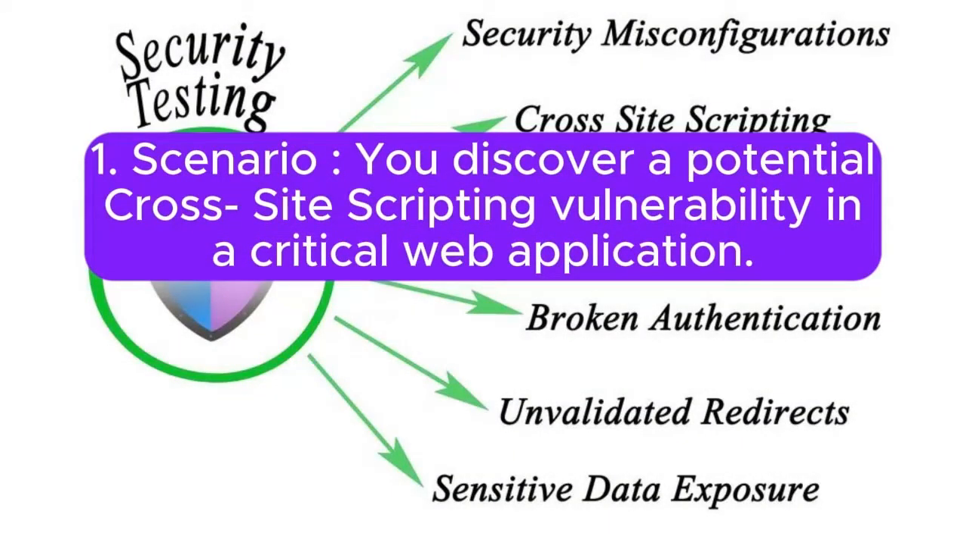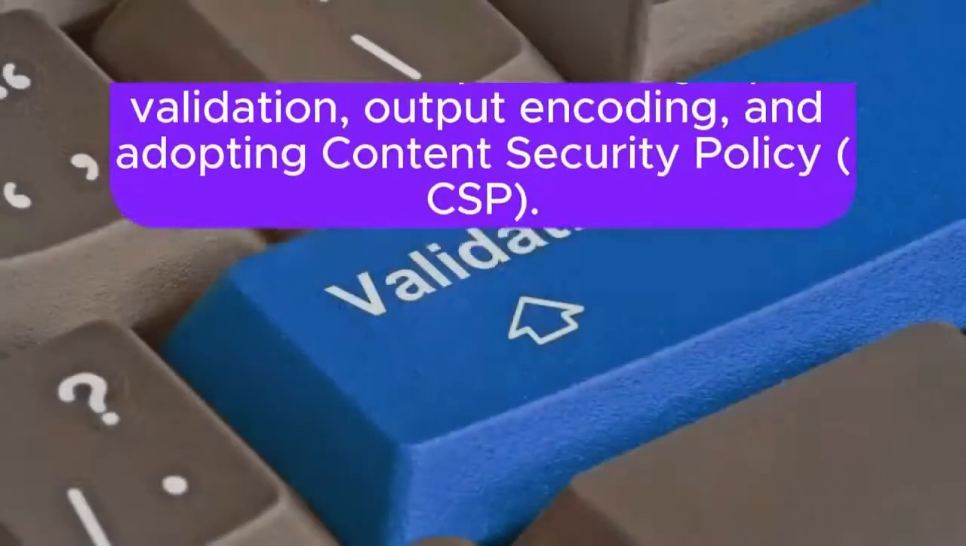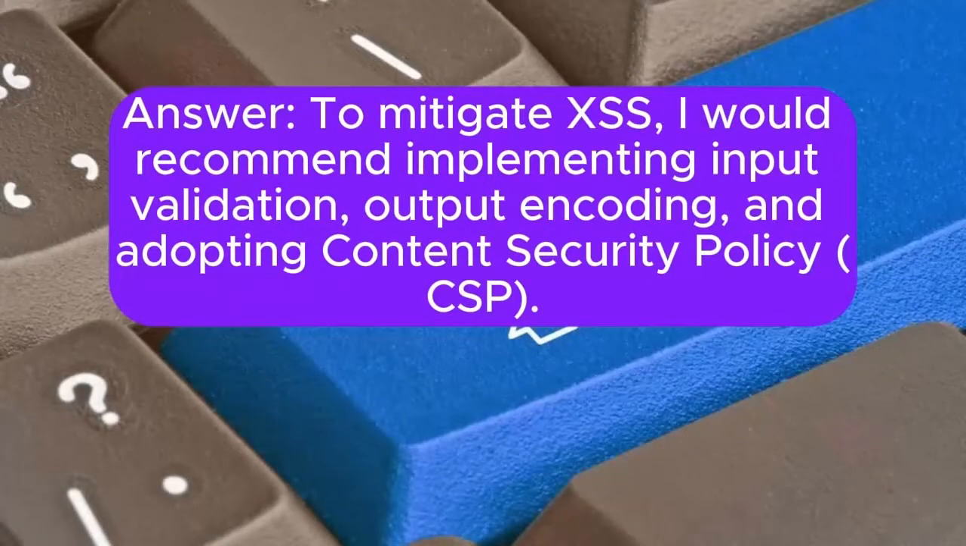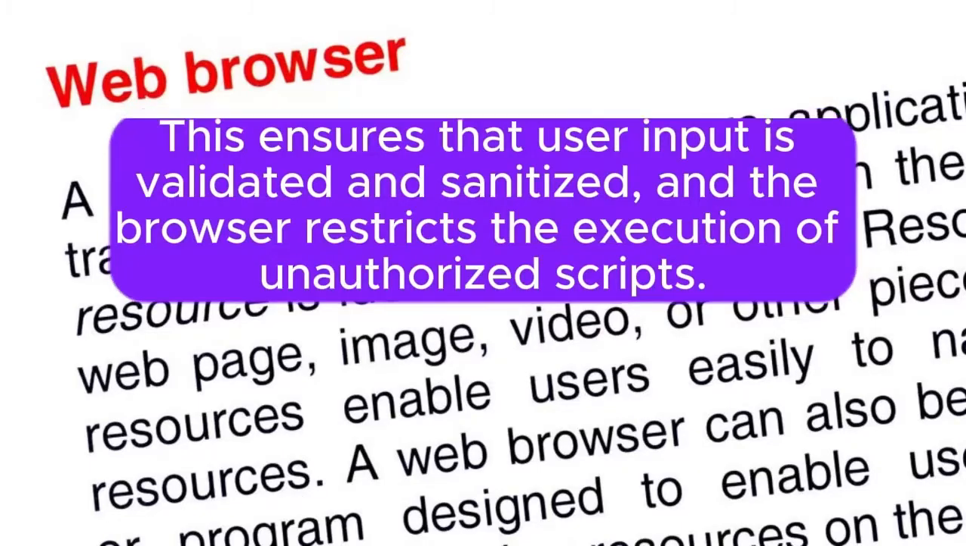1. Scenario: you discover a potential cross-site scripting vulnerability in a critical web application. How would you mitigate this issue? Answer: to mitigate XSS, I would recommend implementing input validation, output encoding, and adopting content security policy (CSP). This ensures that user input is validated and sanitized, and the browser restricts the execution of unauthorized scripts.